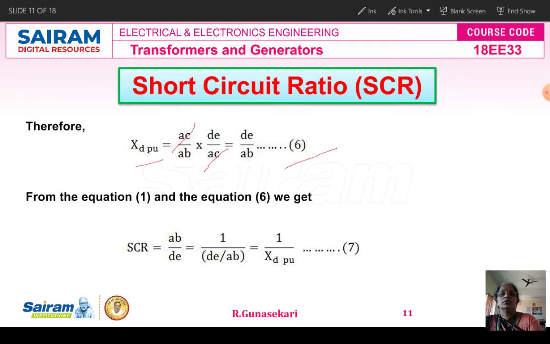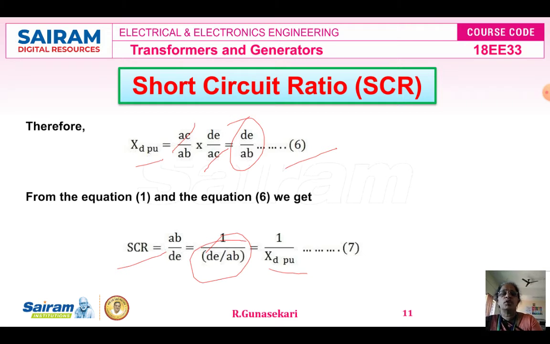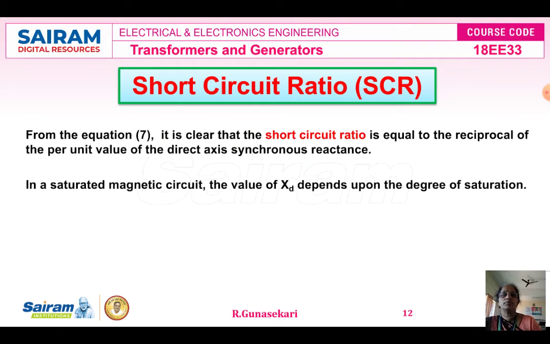That is the direct axis synchronous reactance per unit value, DE divided by AB. So instead of DE by AB, you can substitute XD per unit. Therefore the SCR is equal to the reciprocal of direct axis synchronous reactance in per unit value. This is equation number 7. From equation 7 we clearly understood the short circuit ratio SCR is equal to the reciprocal of the per unit value of the direct axis synchronous reactance XD PU.